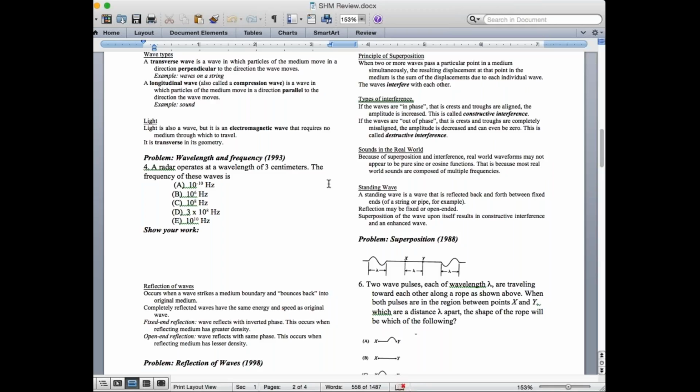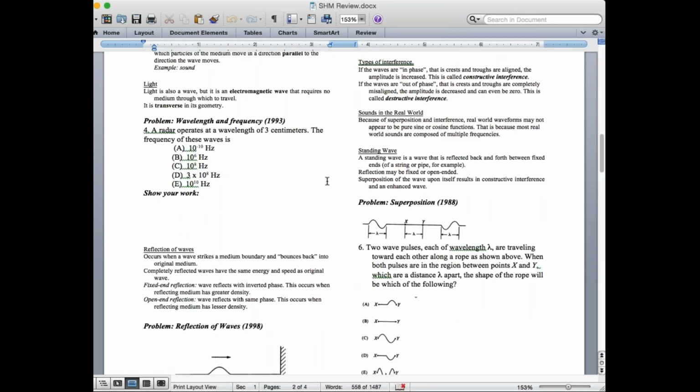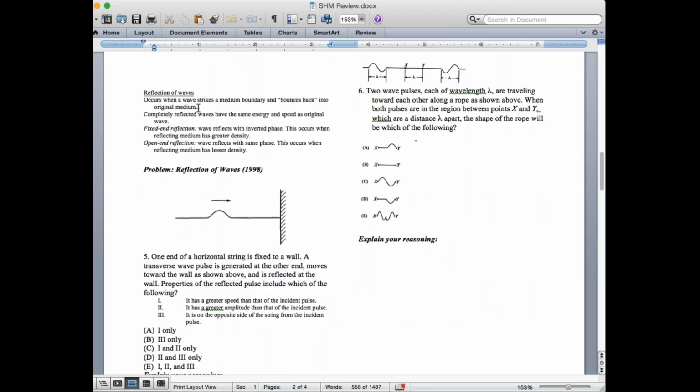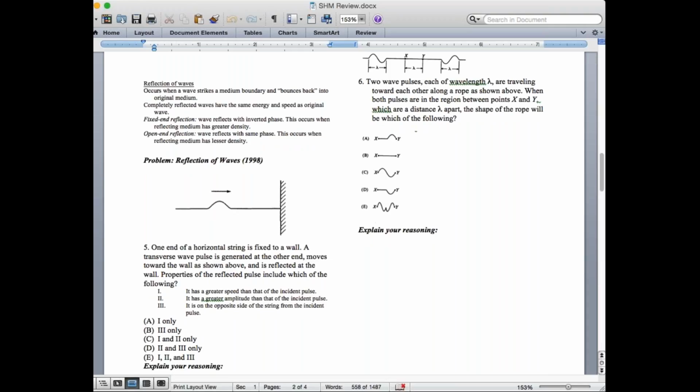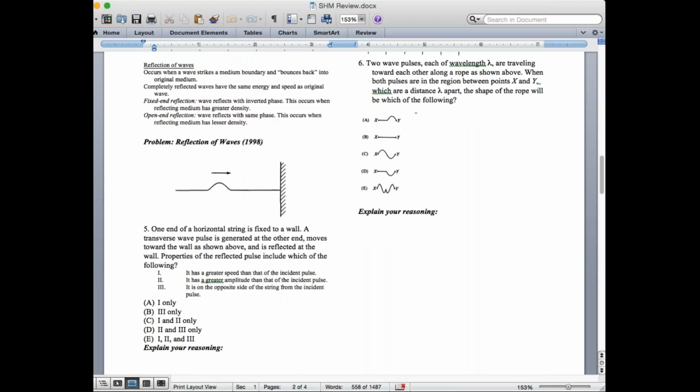Reflection of waves. Reflection is when a wave hits a boundary and then does something due to it. So reflection occurs when a wave strikes a medium boundary and bounces back from the original medium. We saw this. If it hits like this, things happen. So our question: one end of a horizontal string is fixed to a wall. A transverse wave pulse is generated at the other end, moves towards the wall as shown above, and is reflected at the wall. The properties of the reflected pulse include which of the following?